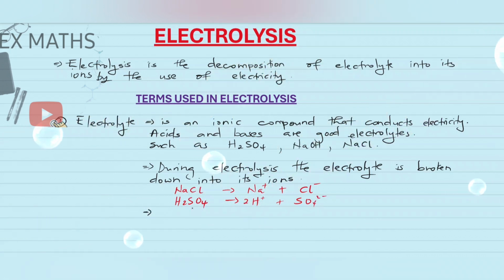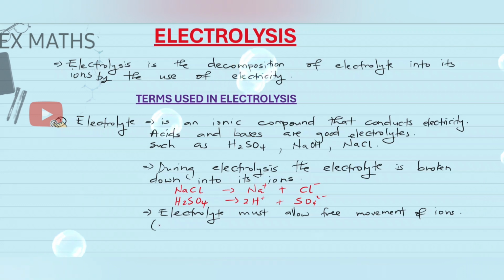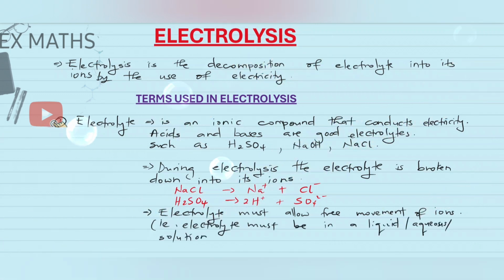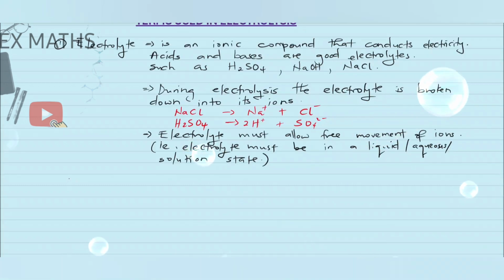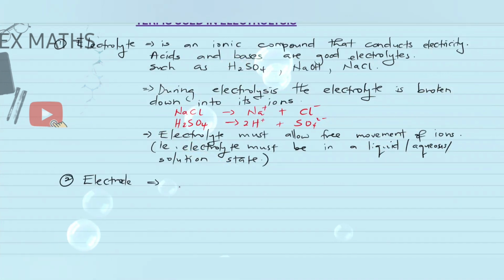Electrolyte must allow free movement of ions. This means electrolyte must be in liquid or the solution state. Term number 2, electrode. An electrode is a solid substance that provides the contact between the power source and the electrolyte.